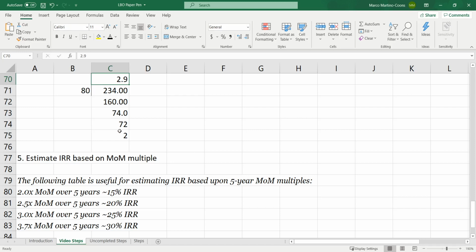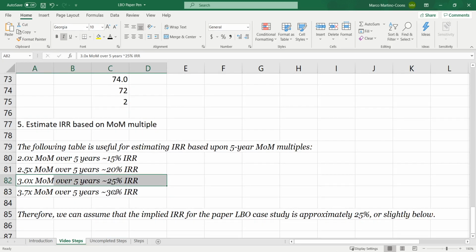So we had a 2.9 multiple. That's around 3 times money on money multiple over our 5-year period, which is going to give us a 25% IRR, which is unreal. That's really good. So we can assume that the implied IRR for the paper LBO case study is around 25% or approximately below, which answers our original question to see what the IRR was.